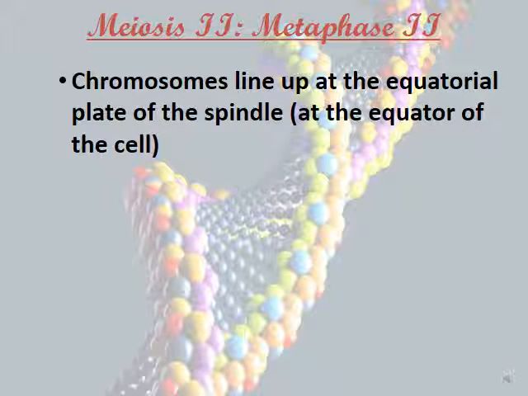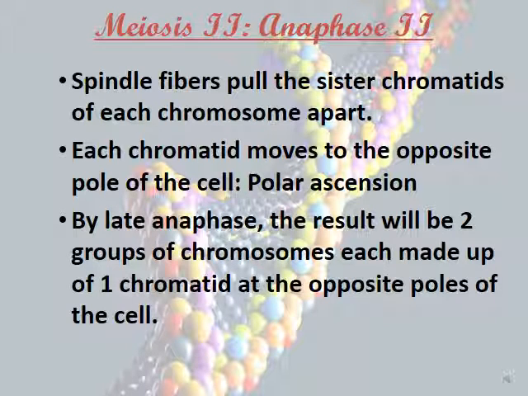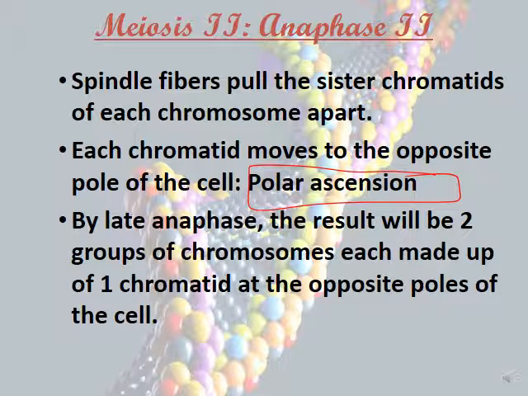Metaphase II, the chromosomes line up at the equatorial plate of the cell, at the equator of the cell. If you realize, these are the same steps; meiosis II is very similar to mitosis. Anaphase II, what will happen? Spindle fibers will pull each chromatid apart, forming two groups of chromosomes, each made up of one chromatid. This is called polar ascension.